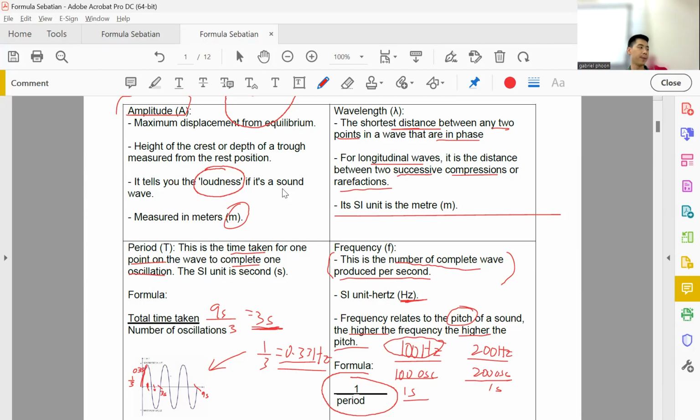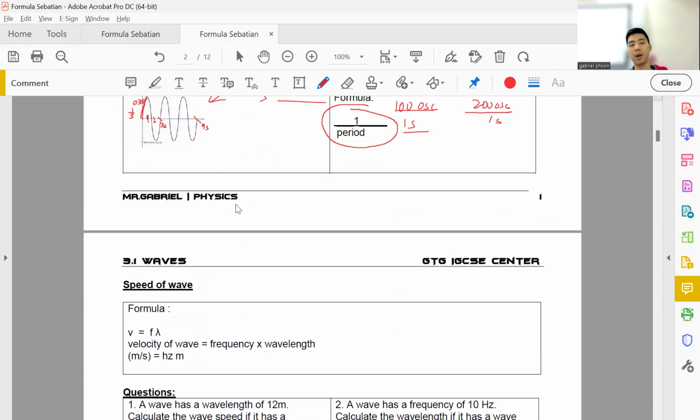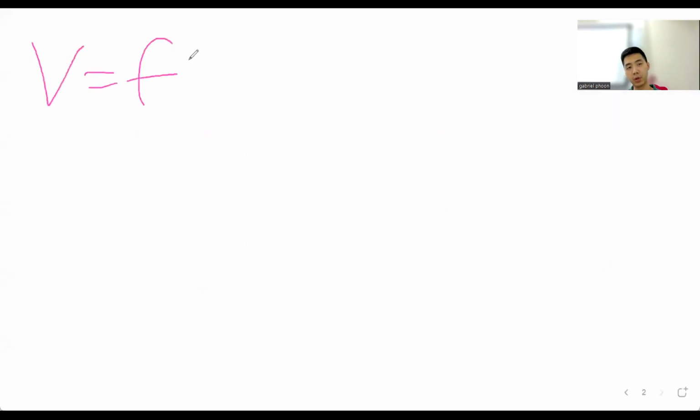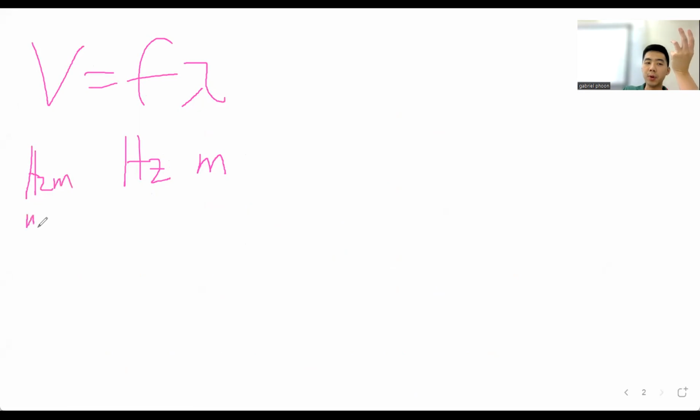Hey everybody! One last thing before we end the day, which is the formula here. Now, the given formula for speed of wave is known as v equals f lambda. Now, we know for a fact, guys, that by definition, our frequency is measured in hertz. Wavelength is measured in meters. Why wouldn't the units be hertz meter here? Why is it still going to be meters per second for the speed? Why? Because speed is meter per second.